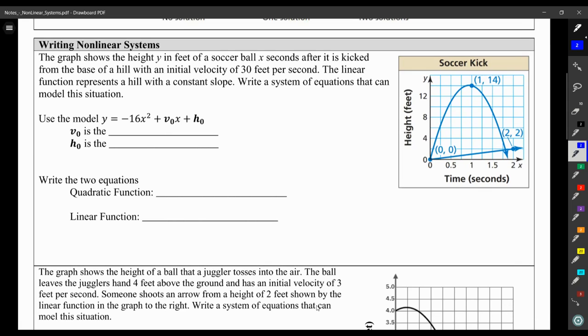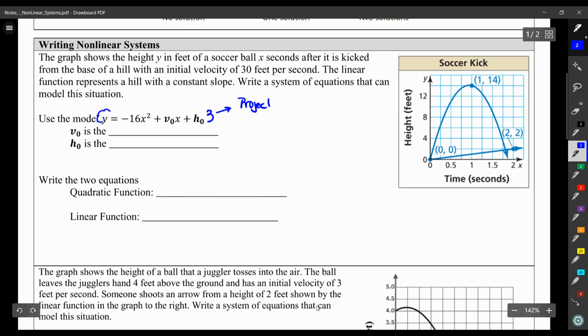The graph shows the height y in feet of a soccer ball x seconds after it is kicked from the base of a hill with an initial velocity of 30 feet per second. The linear function represents a hill with a constant slope. Write a system of equations that can model this situation. What this is asking is to write an equation that represents this parabola and an equation that represents this linear function.